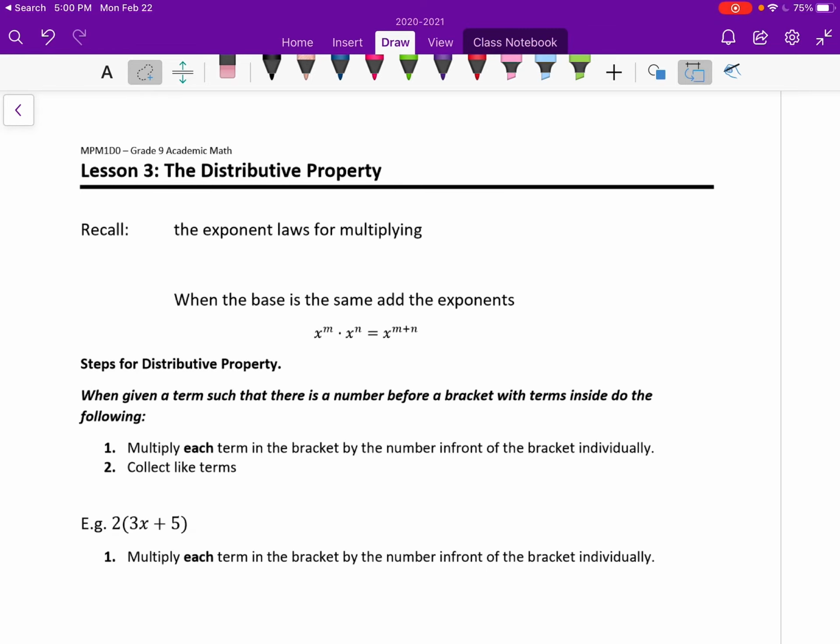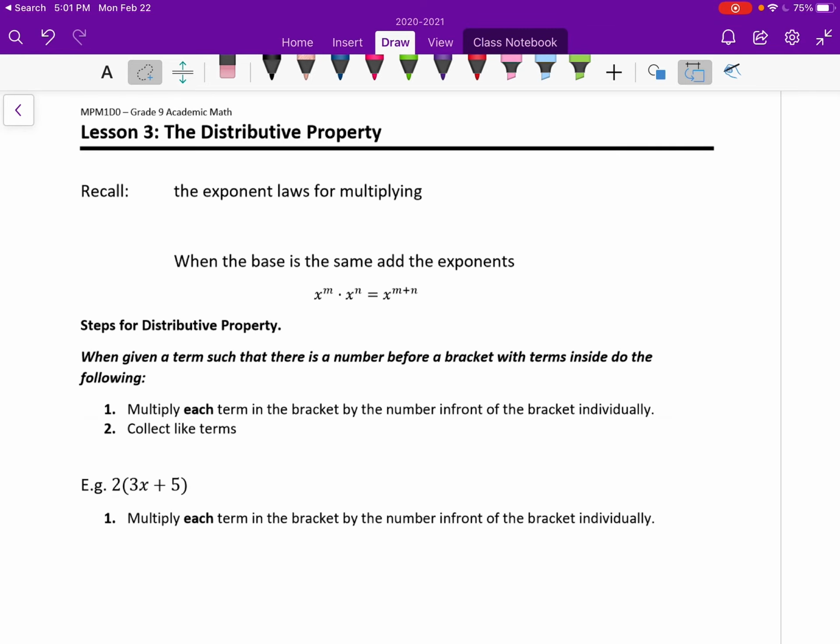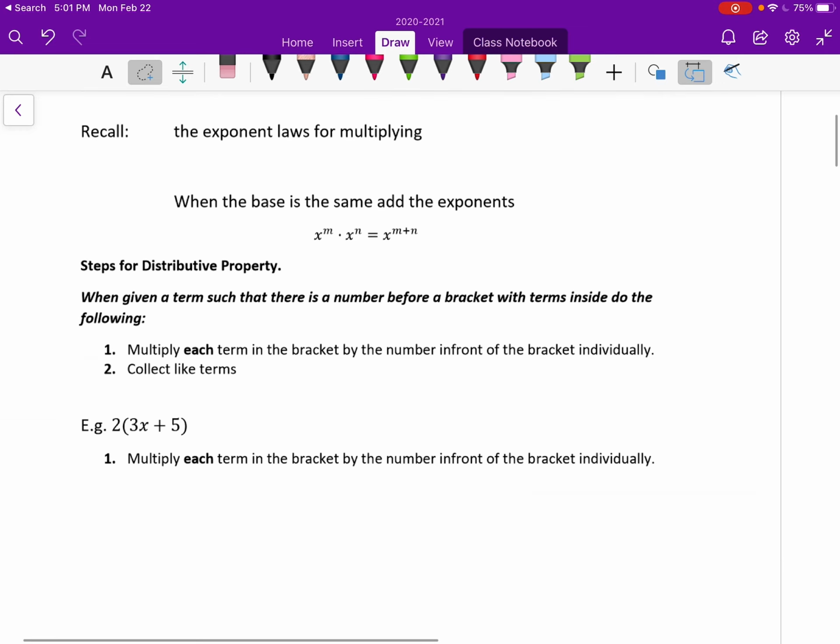And welcome back. So we're going to be going over lesson 3, the distributive property today. Just to recall from exponent laws for multiplying, when the bases are the same, you just add the exponents together.